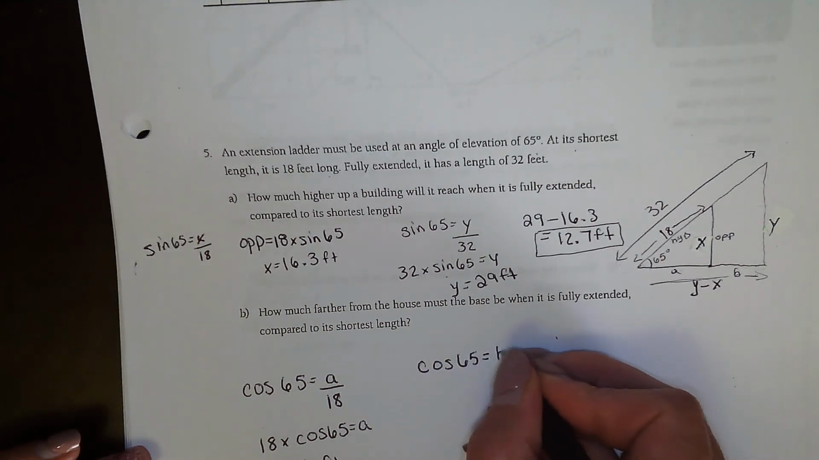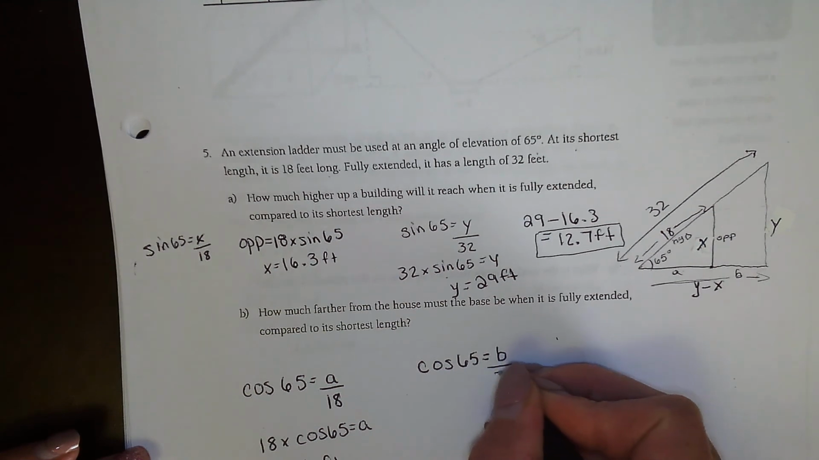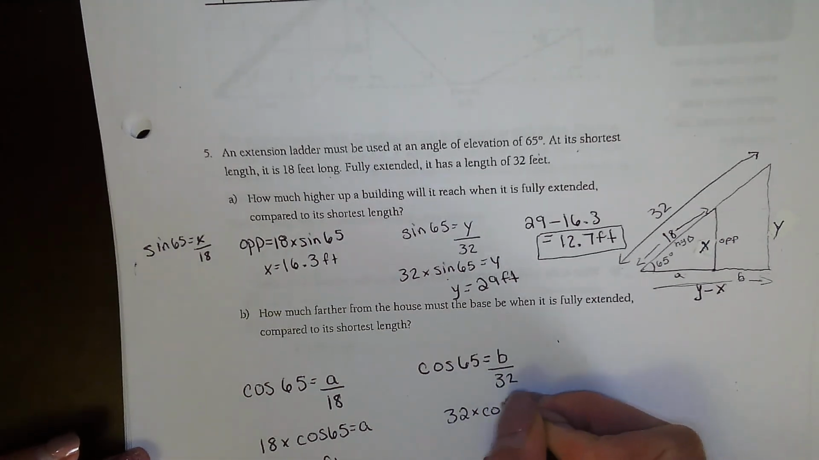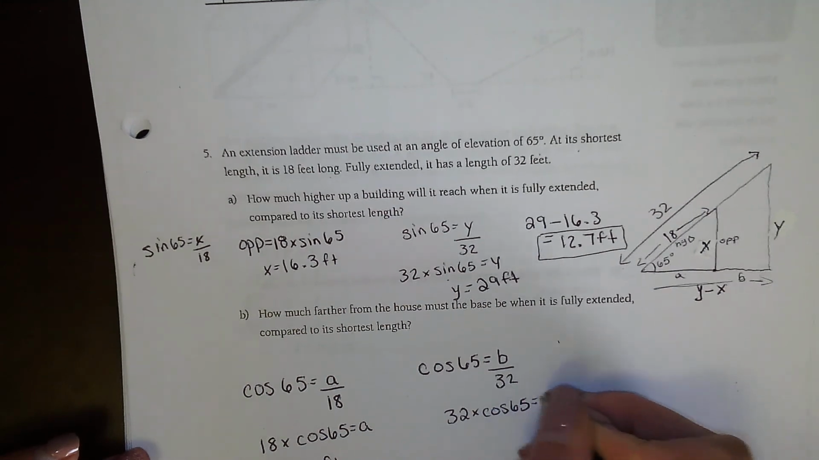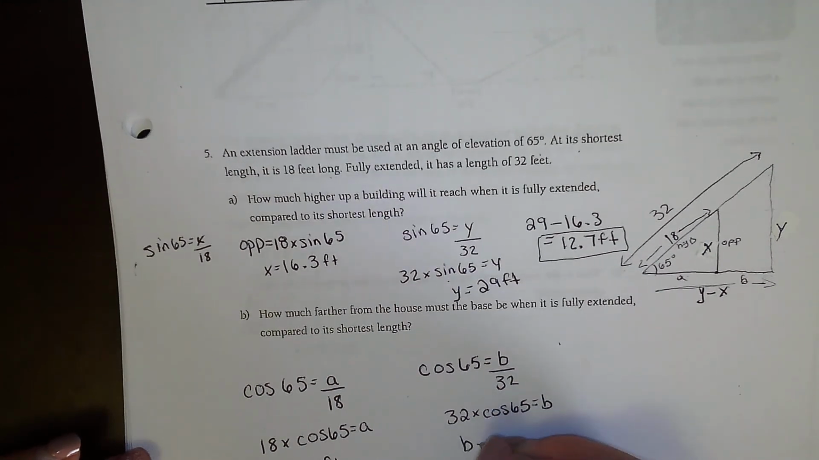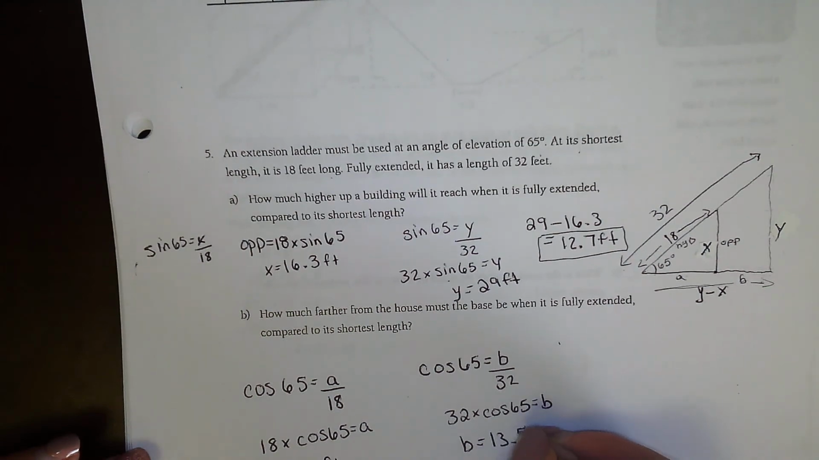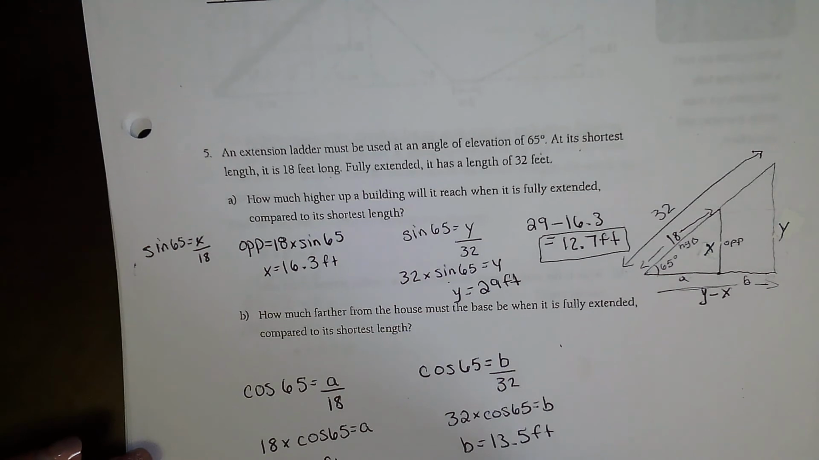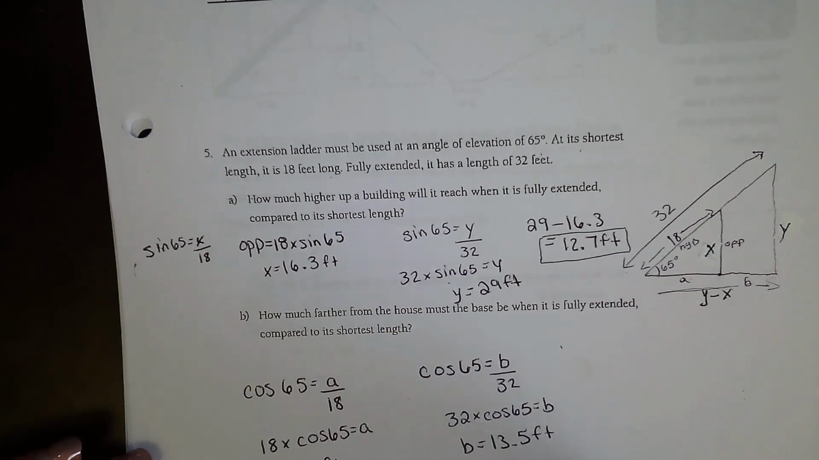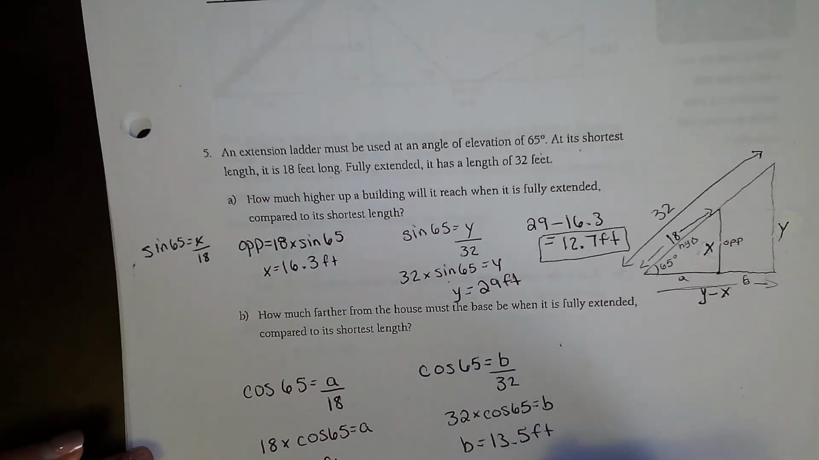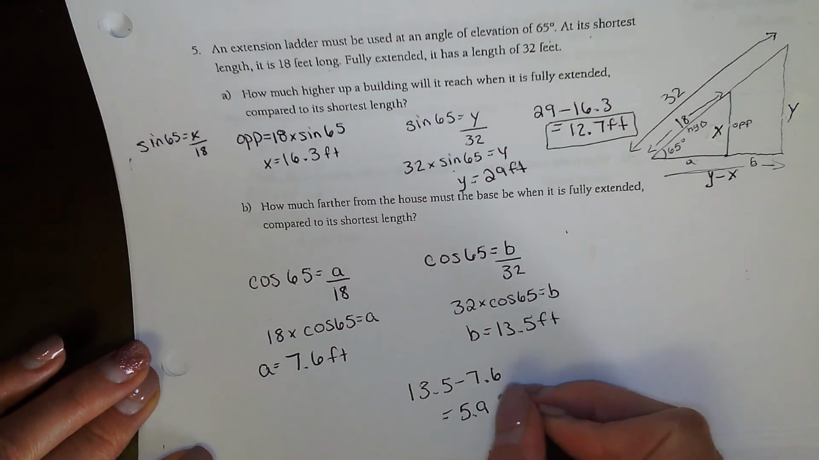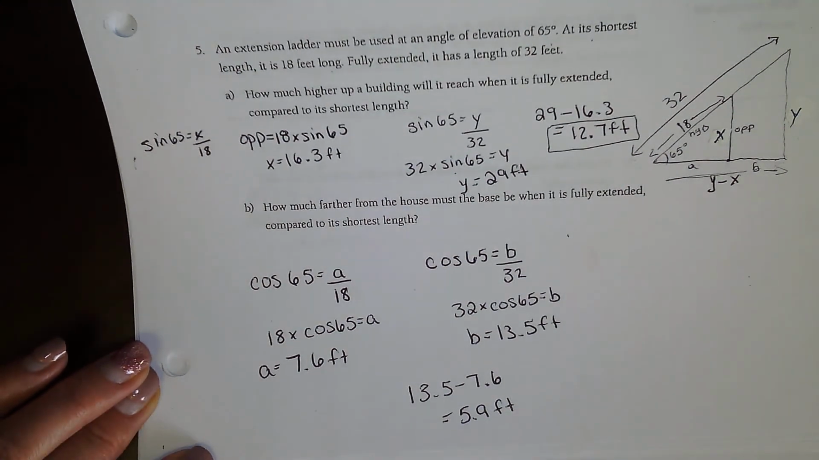So now we're going to find B over 32. 32 times cos 65. And B is 13.5 feet. So in the end, 13.5 take away 7.6 is going to be equal to 5.9. Oh, sorry about that. 5.9 feet.